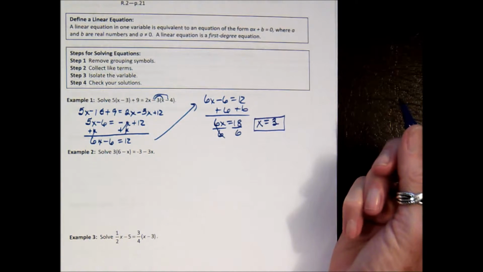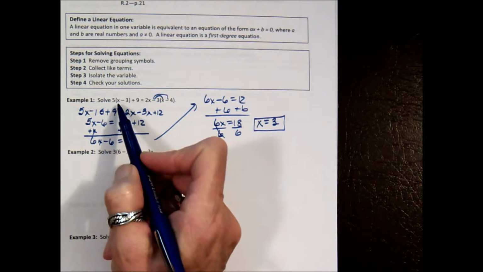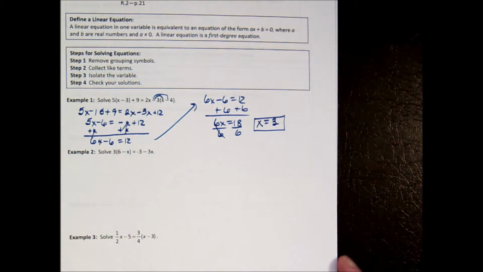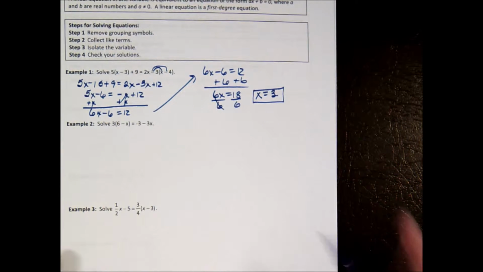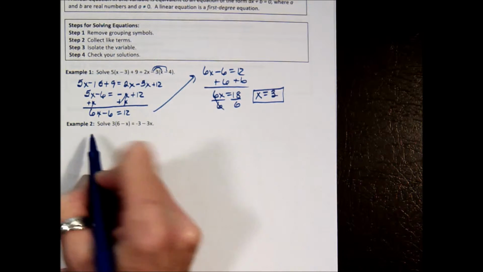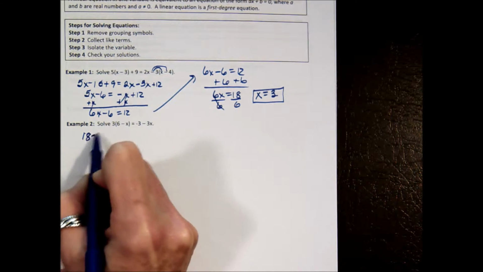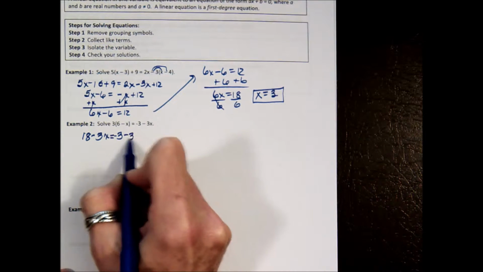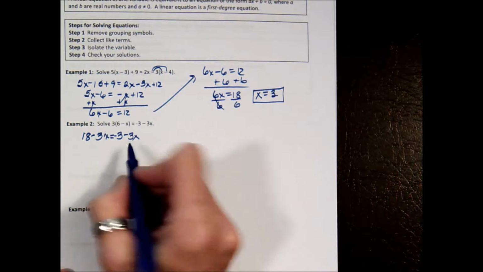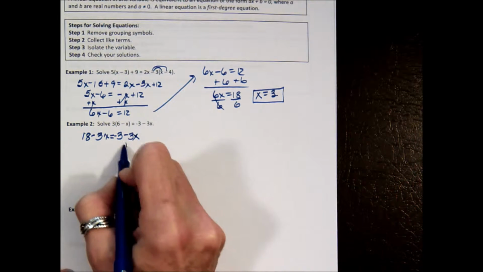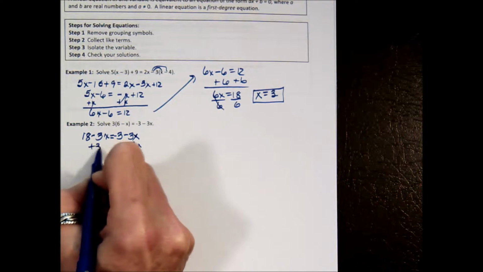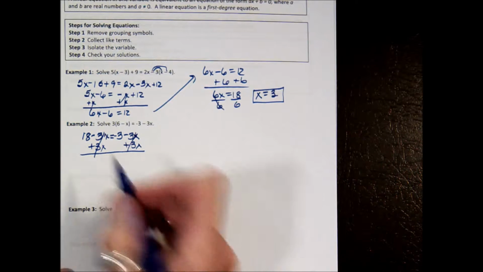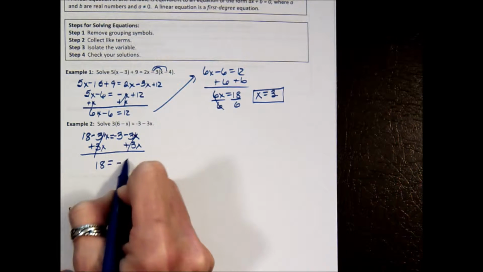I can check my answer just by plugging in a 3 in the x spot. I'm not going to take the time to do that because I'm assuming at this point you can do that on your own. Example 2, again we're going to distribute, so that gives us 18 minus 3x equals negative 3 minus 3x. In this case, I am now going to add a 3x to both sides, and you're going to notice when I do, the x's zero out on both sides, and I get 18 equals negative 3.